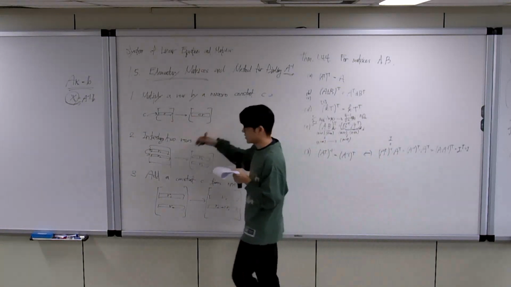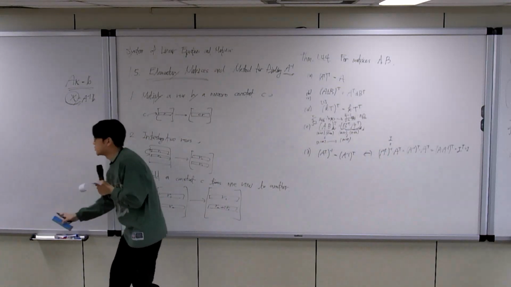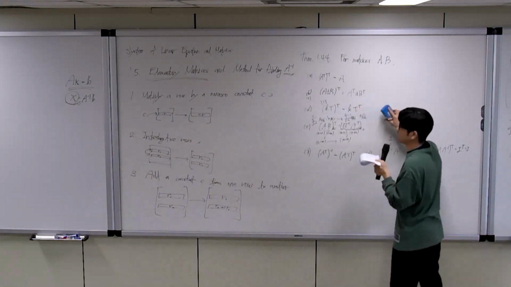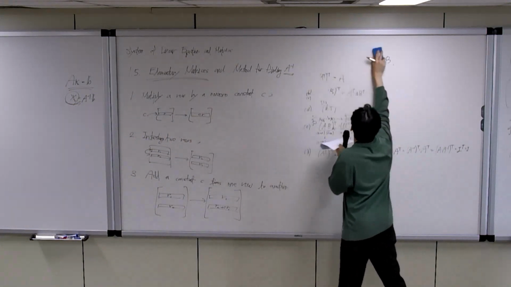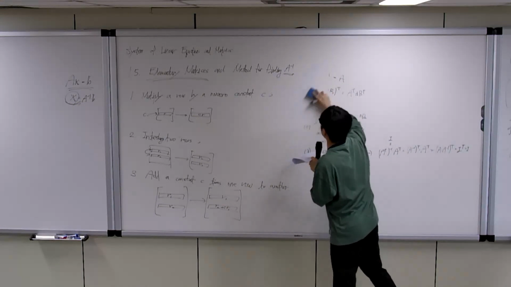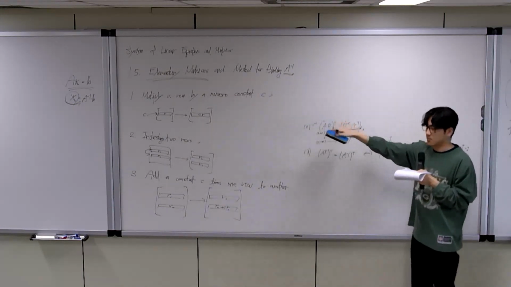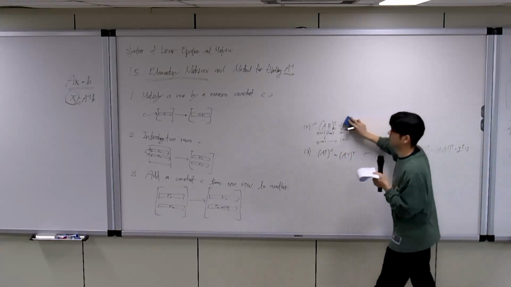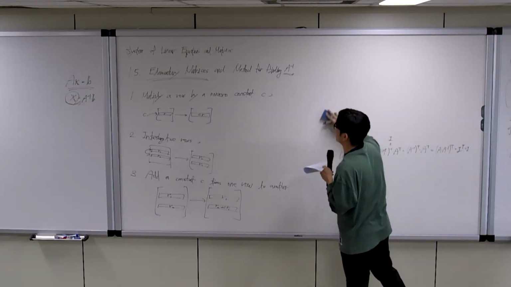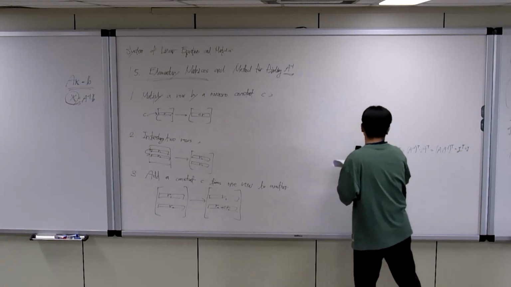Those are called elementary row operations, and we will construct elementary matrices from the three elementary row operations.